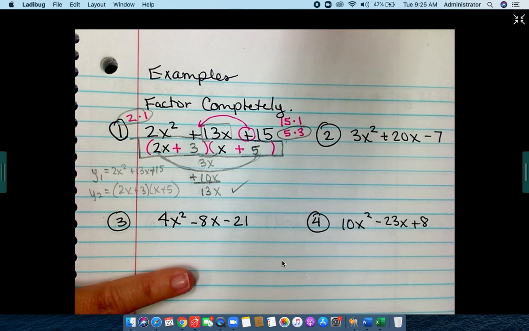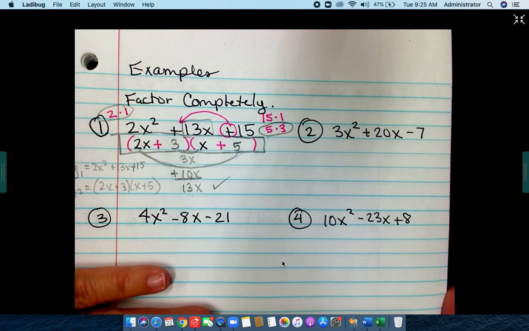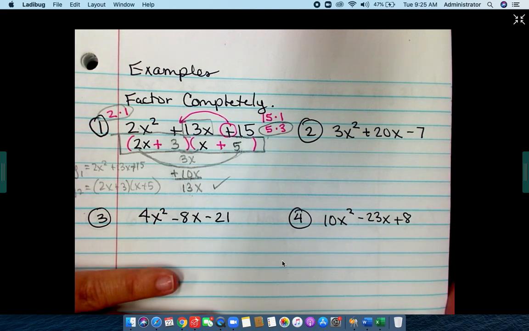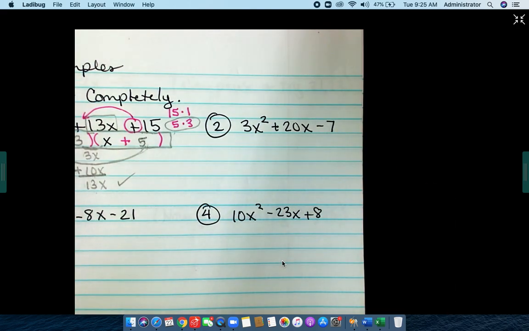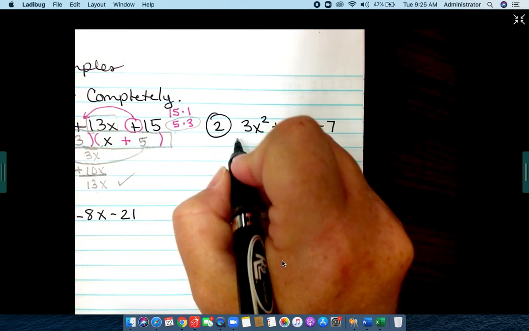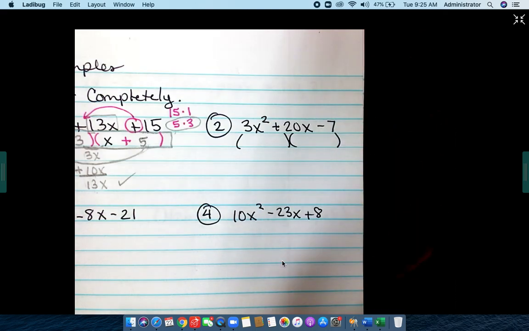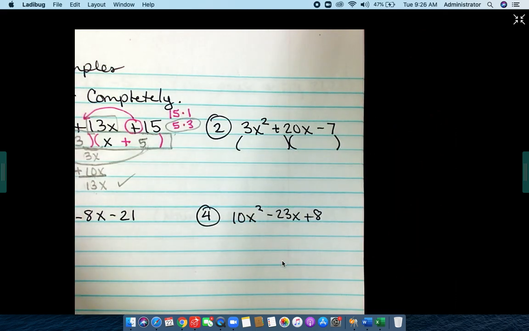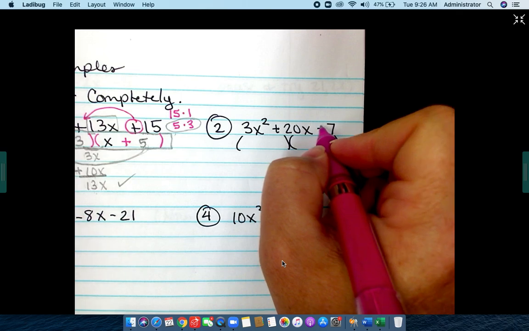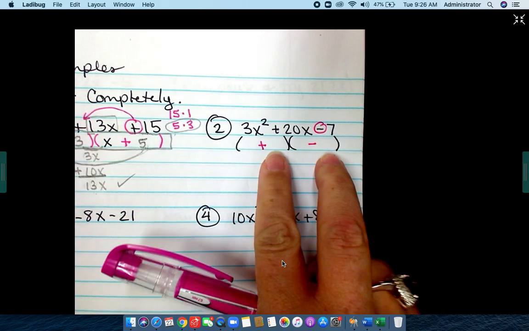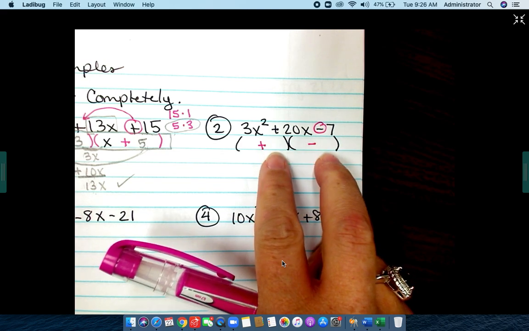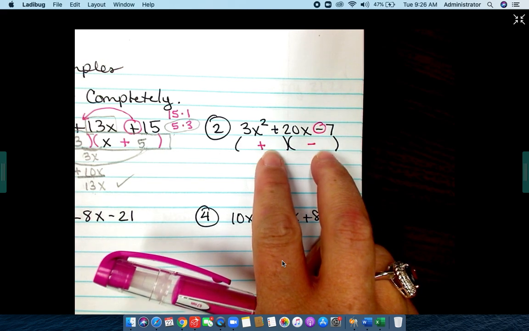So at any point, if you feel like I'm going fast, you can pause the video, or you can go back and rewind at any time. So number 2, again, I have no GCF, so I'm going to come in here and write my factors. Now this time, my constant term is negative, so the only way I can get a negative for my 7 is to multiply a positive times a negative. So that drives my signs.